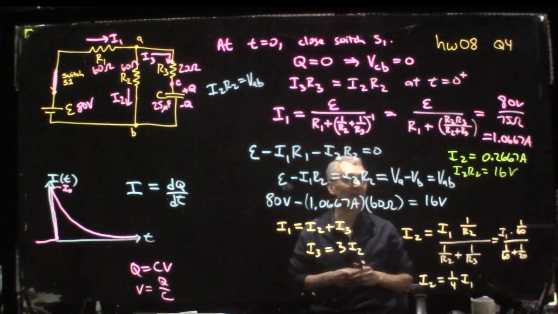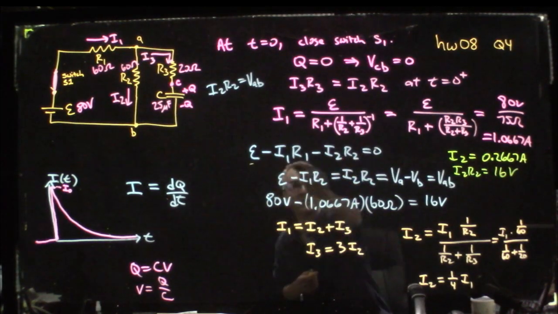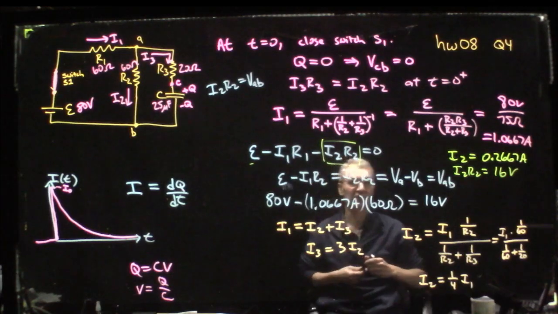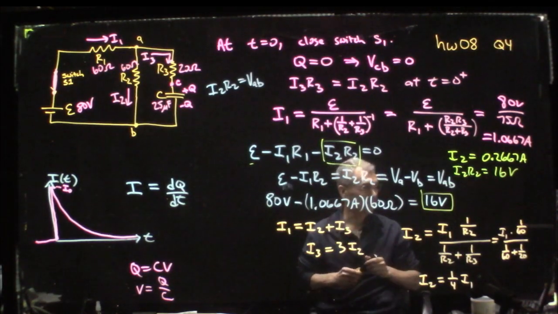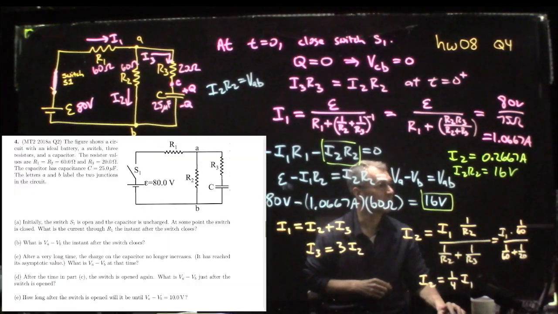Okay, so you see, you could do it that way, but that's actually longer than simply writing down the loop rule here and noticing that this term is exactly the expression you're looking for. Okay, so there you go. So we got part B is 16 volts. Let's see what we want to do for part C.